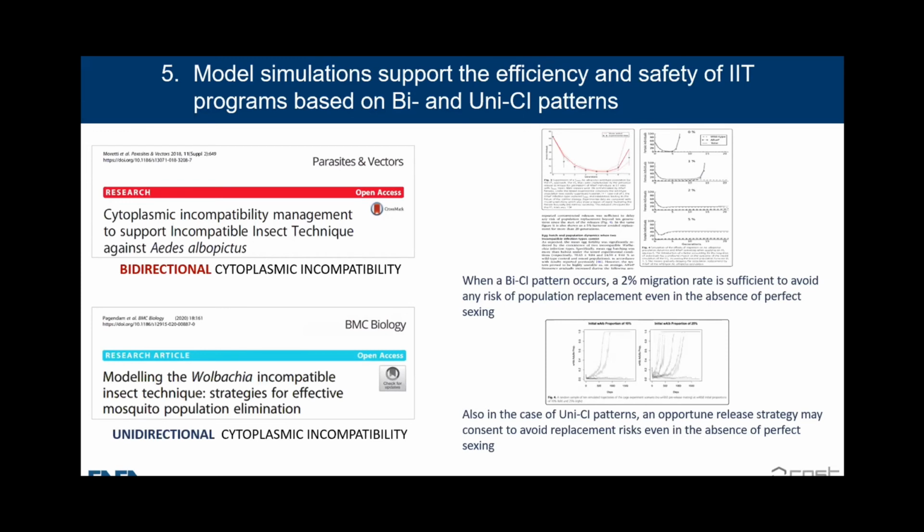The scenario treated in the second model is much more complex because it is an IIT application on a unidirectional CI basis against Aedes aegypti. In this case, different male release strategies are under mathematical and validation evaluation, and some appear to prevent the establishment of the invasive cytotype. Basically, models help us in optimizing IIT, taking into account the difference between a bidirectional and unidirectional system.